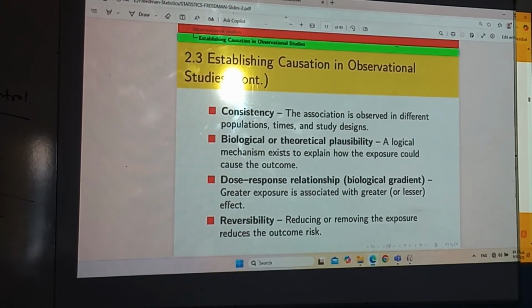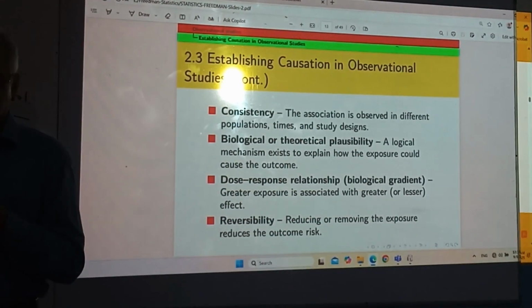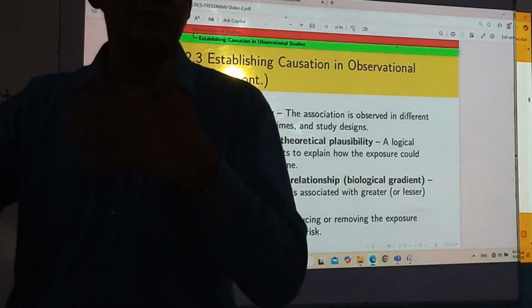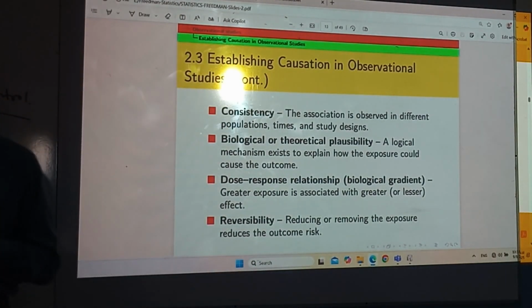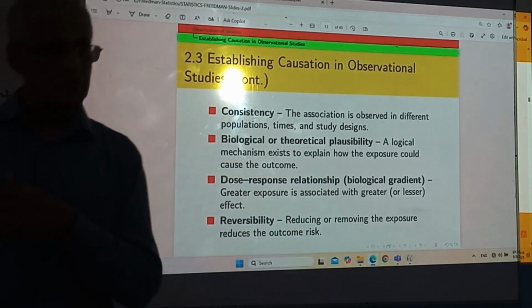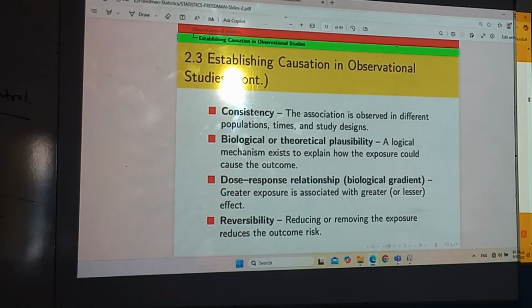And then consistency. If Y is caused by X, it cannot happen in only one experiment, or maybe 2 experiments out of 10, for example. If Y is caused by X, it should happen always, in every situation. That's what we mean by consistency. So if the association is observed in different populations, at different times, and in different study designs, and you see the same type of association, that may indicate it is actually a causation. Otherwise, if it occurs in some situations and not in others, it cannot be a causation.